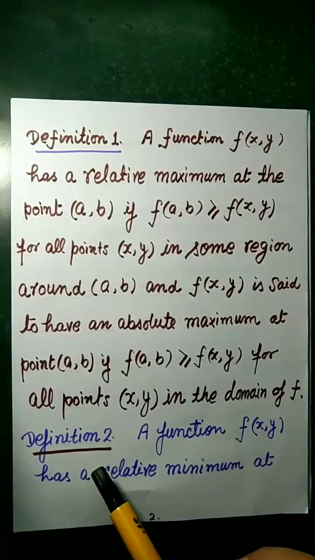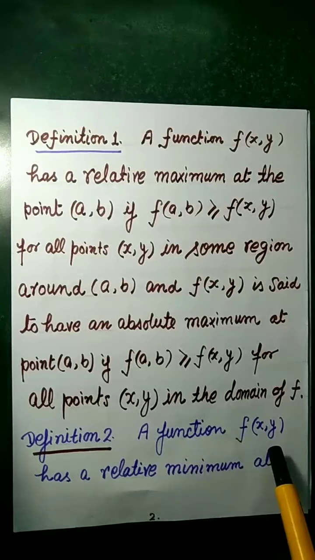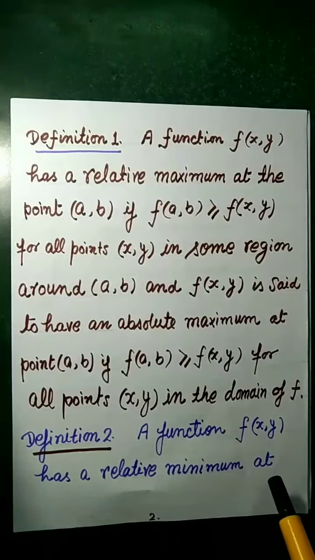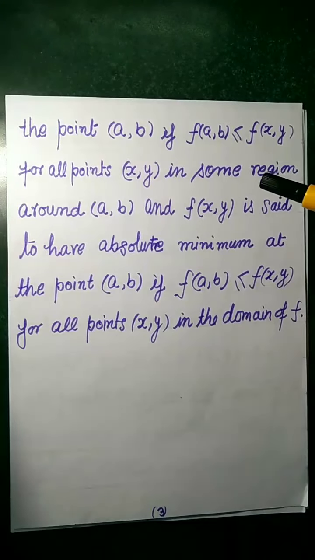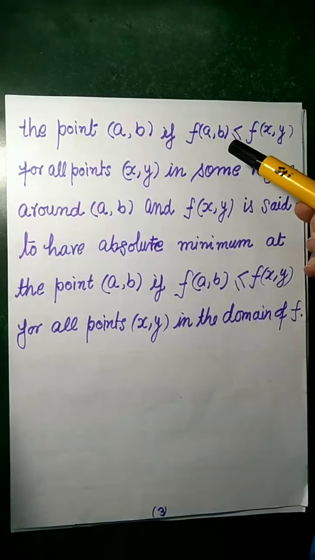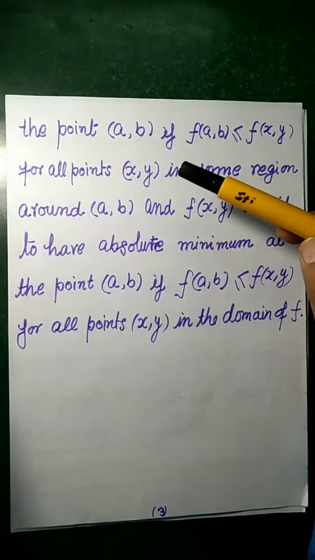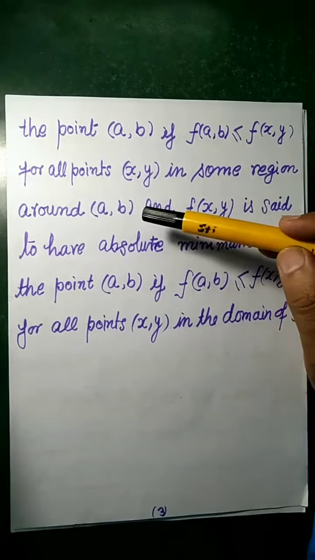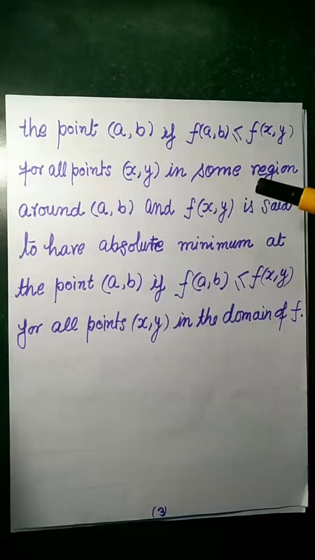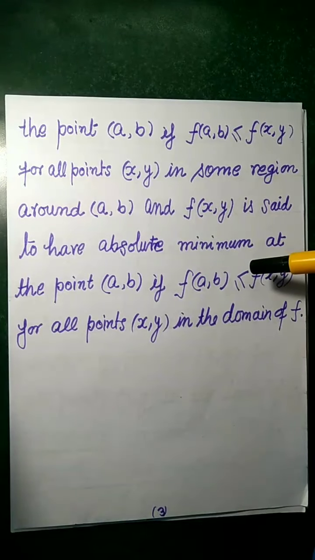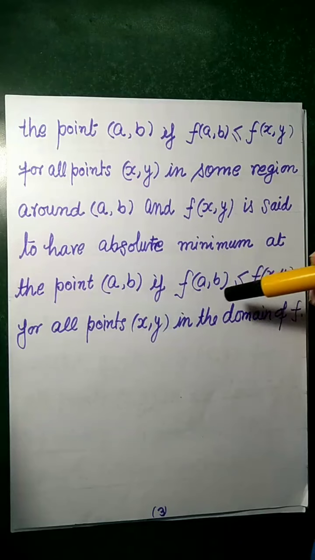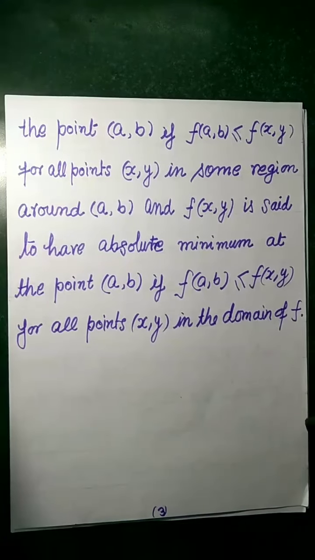Now we see definition 2. A function has a relative minimum at the point (a, b) if the function value at the point (a, b) is less than or equal to the function value at (x, y) for all points (x, y) in some region around (a, b), and f(x, y) is said to have an absolute minimum if this condition holds in the domain of f.